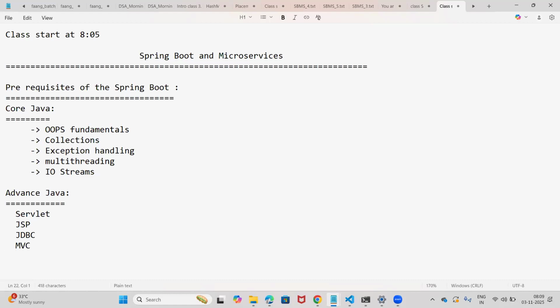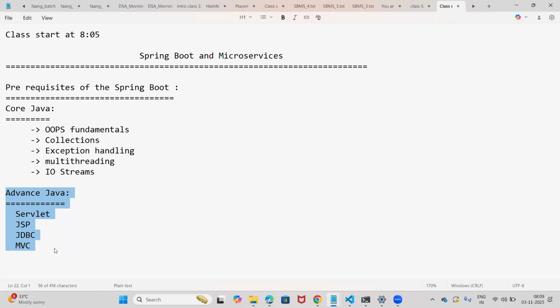So here core Java is called Java Standard Edition, J2SE, and advanced Java is called Java Enterprise Edition, J2EE. These two are introduced by whom, guys? Sun Microsystems. Do you think advanced Java is required to learn Spring Boot or not? Can someone tell me? Is it necessary or mandatory to learn advanced Java before Spring Boot?